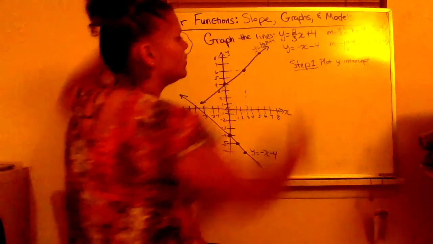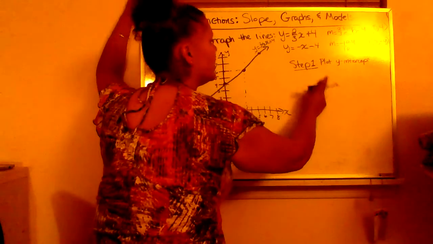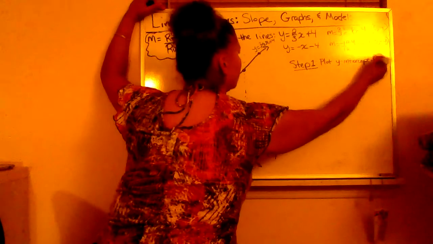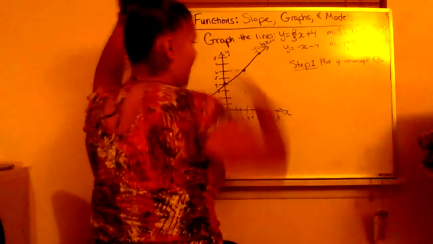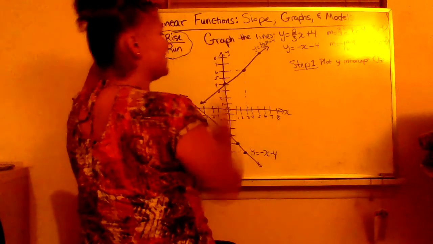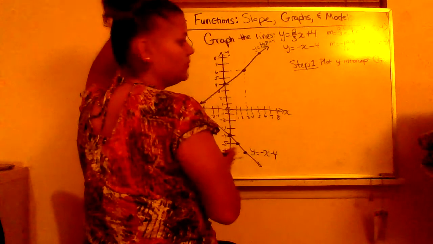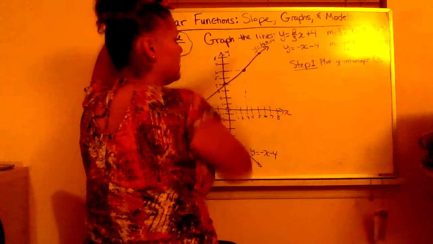So again, step 1, you plot the y-intercept. That's your b. Plot your b on the y-axis. It's called a y-intercept because it's on the y line. It's right there. It's where it intercepts y.